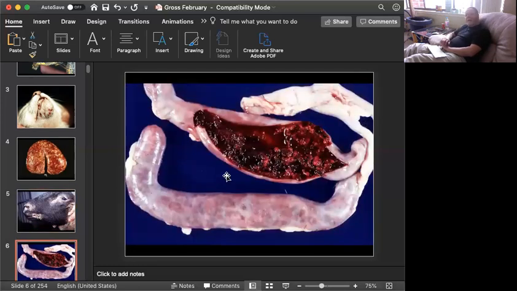Slide number 5 is tissue from a chicken. Can you give me a morphologic diagnosis and a cause?